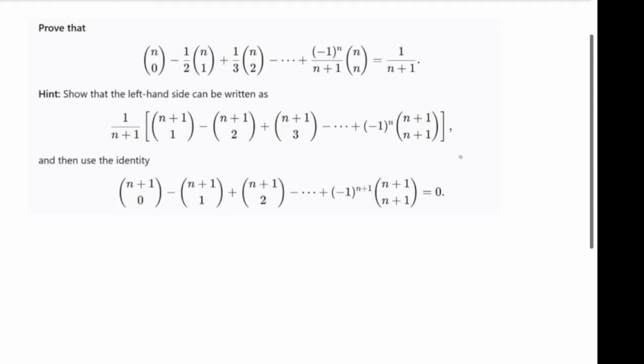inside of the brackets is 1, because if this left-hand side is equal to this expression here, then inside of the bracket must be 1 in order for this side to be equal to 1 over n plus 1. So we're going to show this equality using these two as hints. So let's go ahead and get started. So, proof.